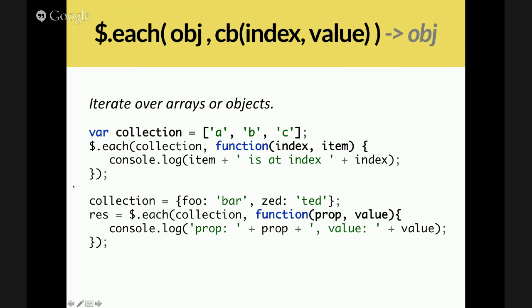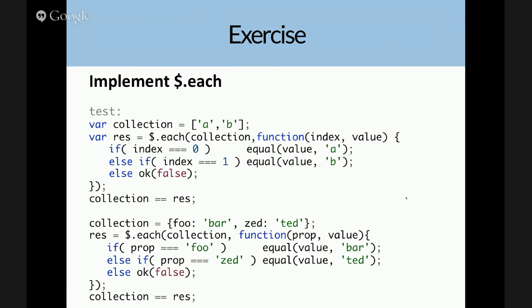So this function gets called back 3 times. If you pass $each an object, it calls back this function for every property in that object with the property name and the value. So this would get called with prop foo, value bar. Then it would get called back with prop z, value tag. So this is what we're going to write, and the test looks like this.